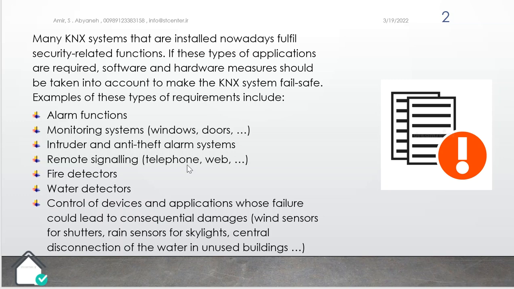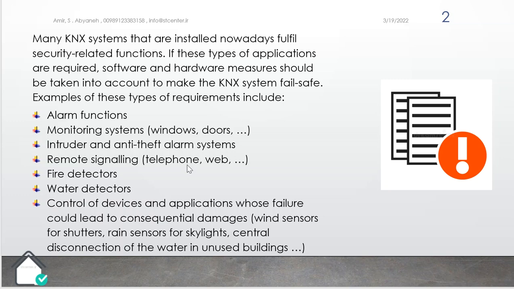Examples of this type of requirement include alarm functions, very important. Monitoring systems, windows and doors, so we use these types of information, for example, in security systems. Intruder and anti-theft alarm systems. Remote signaling, telephone and web. For example, you use some data to control the system remotely, by the web or whatsoever. The key functionality: the information and data coming from the fire detectors and water detectors provides us safety.